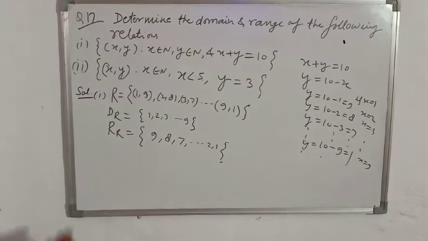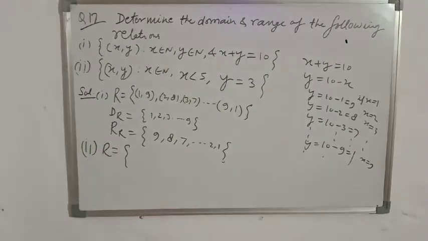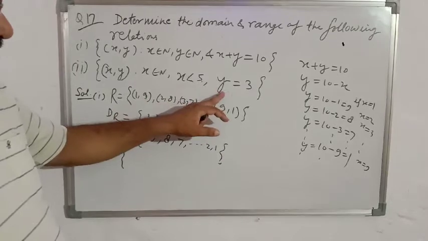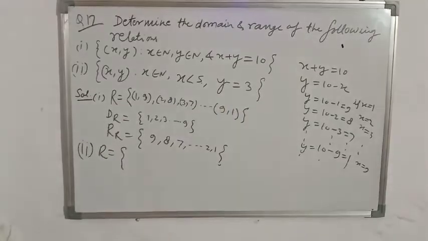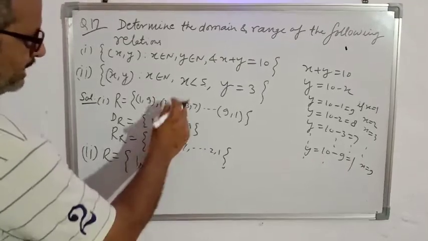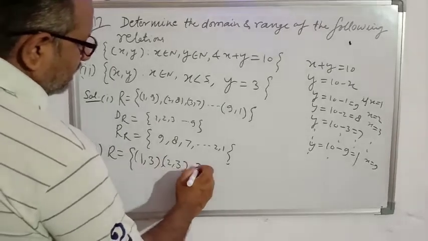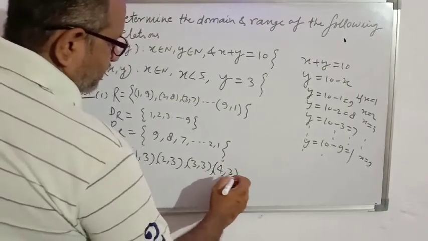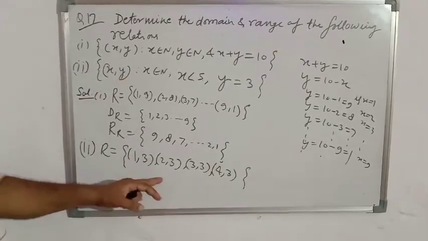Similarly, we can do the second part. R: x is a natural number, the value of x is less than 5, but the value of y is 3 always. It means the range is always 3. X less than 5 means 1, 2, 3, 4. If x is 1, then it will be (1, 3). X is 2, (2, 3). X is 3, (3, 3). If we take x is 4, y is 3, (4, 3). So I have written the second part in the roster form.